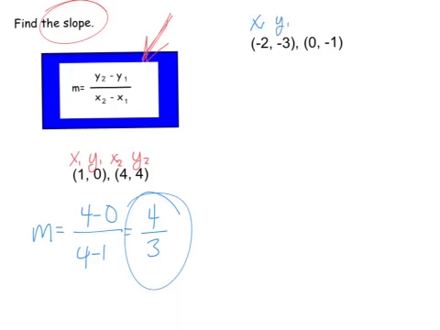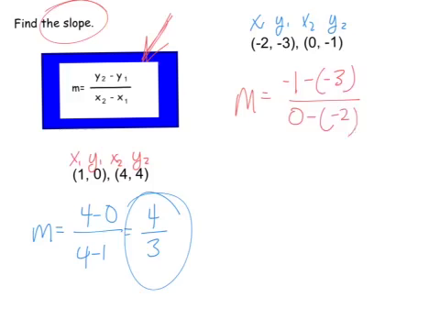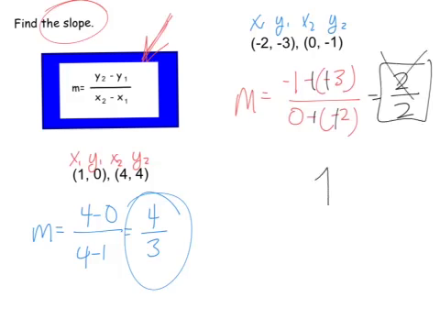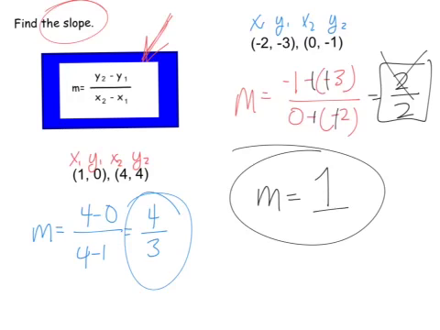Next, an example. x1, y1, x2, y2. If I find my slope, I take -1 minus -3 over 0 minus -2. Now here's where you really want to watch your math. Remember, subtracting a negative is just adding. So -1 plus 3 is 2, and 0 plus 2 is 2. However, this is not our answer because 2 over 2 can be simplified to just 1. So our answer would be 1.